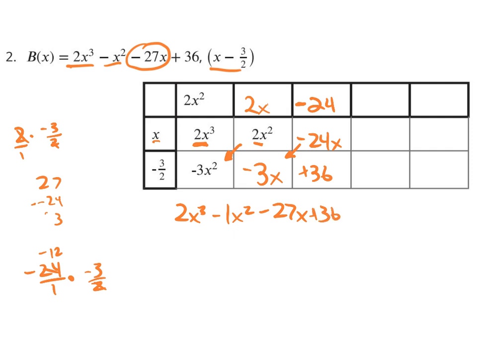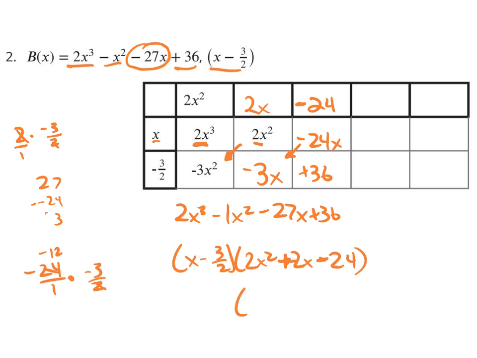And now that we match our original polynomial, we know we have two factors, x minus 3 over 2, and then 2x squared plus 2x minus 24. How do I know it was plus 2x? It was no sign in front. No sign in front of a term means it's positive.